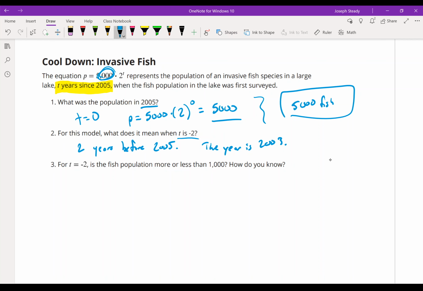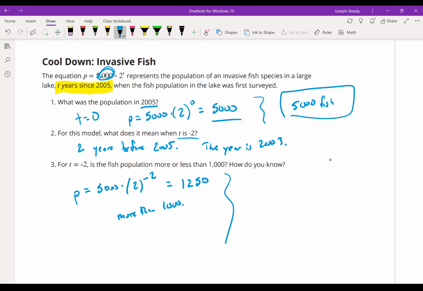And the last question asks us, when T is -2, in other words, in 2003, is the fish population more or less than 1,000? Well, again, one way we can answer this is we can just use the equation. P equals 5,000 times 2 to the -2. We can just plug in the number. And if you do that math out on a calculator, you will get 1,250. Okay, so the population is more than 1,000.